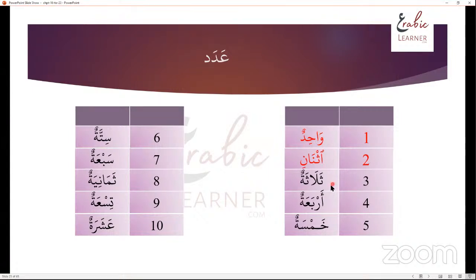Yeah, that's right. So what about thalatha and arba'a and khamsa? These are all muannas because they are ending with ta marbuta. But this is how the Arabic people read. They start like this: wahid, ithnain. Some in my country say ithnain, here where I'm staying. And then from three, they pronounce all in muannas: thalatha, arba'a, khamsa, sitta, sab'a, thamaniya, tis'a, ashara.